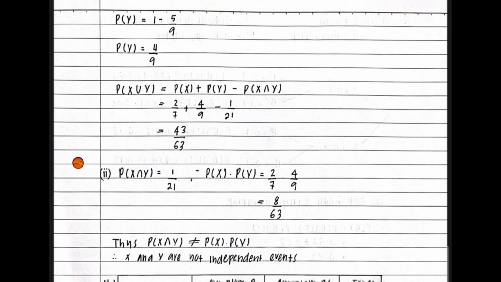For question number 3A2, determine whether X and Y are independent events. X and Y are independent events if the probability X intersect Y is equal to the probability X times probability Y. For this question, X and Y are not independent events.